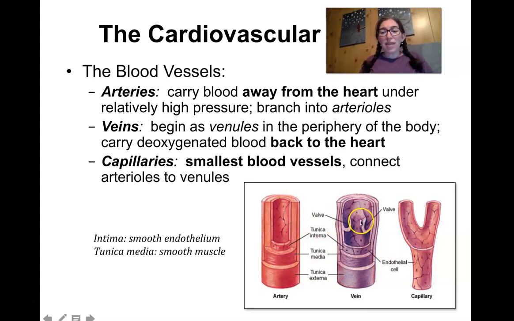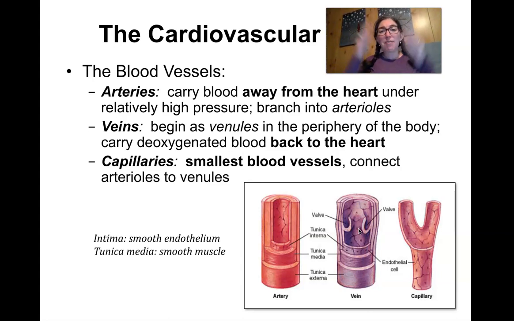And also the veins have valves, which is something that arteries do not have, particularly veins in your legs. But valves are present in any system really to help things keep flowing in one direction. That's really what a valve's purpose is. So these are your blood vessels.